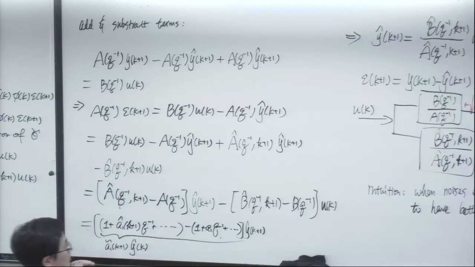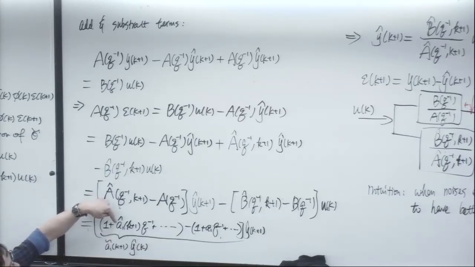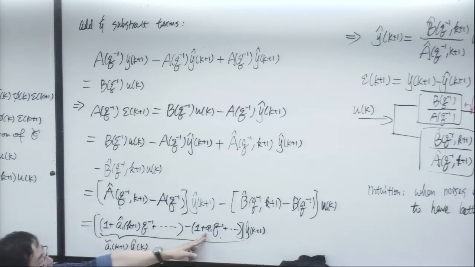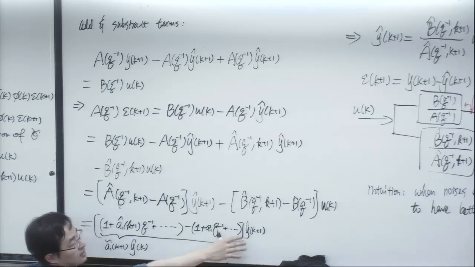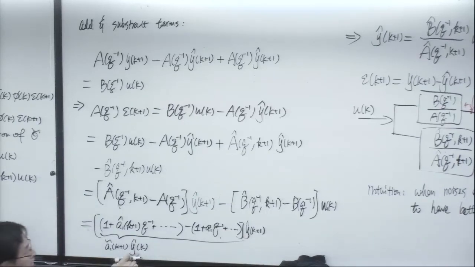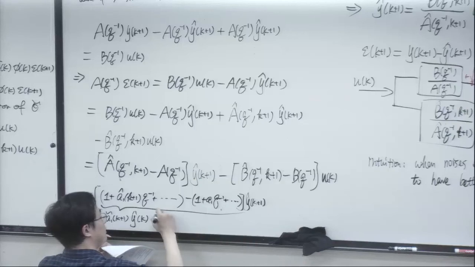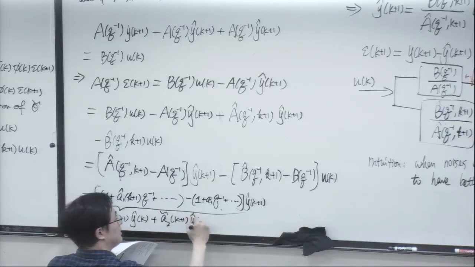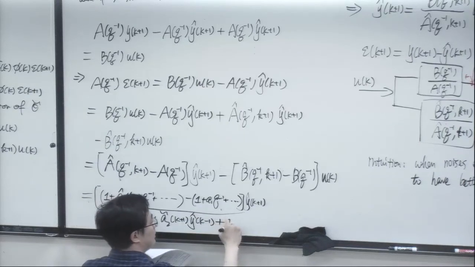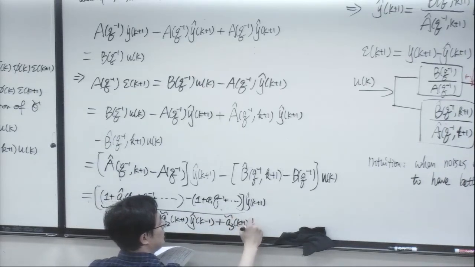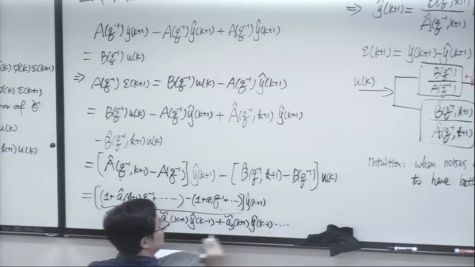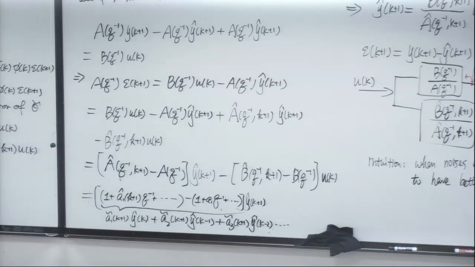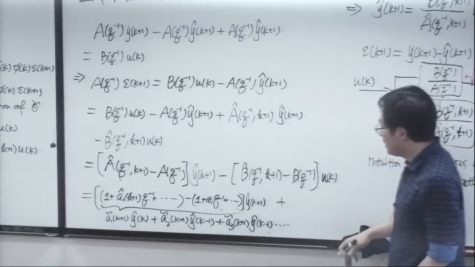Y hat K. So I'm doing two things. First, I am subtracting A hat with A1, subtract A with A hat. Second, I am absorbing this shift operator and multiply this with Y hat K plus 1 to generate Y hat K, plus A2 tilde K plus 1 Y hat K minus 1 plus A3 tilde K plus 1 Y hat K minus 2, etc. That's the first part.